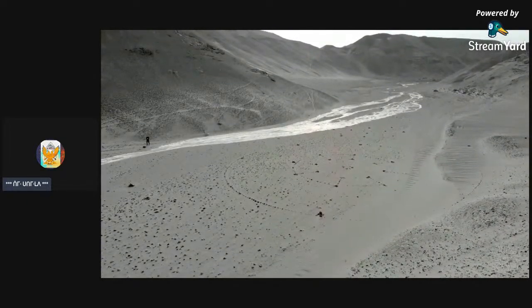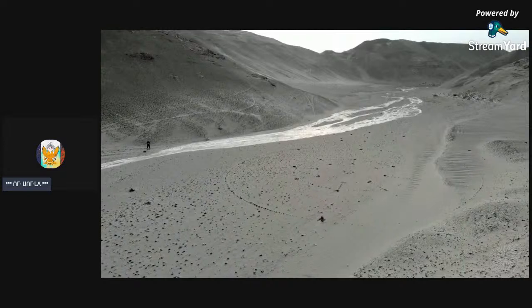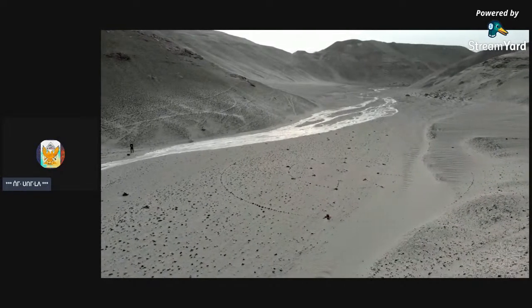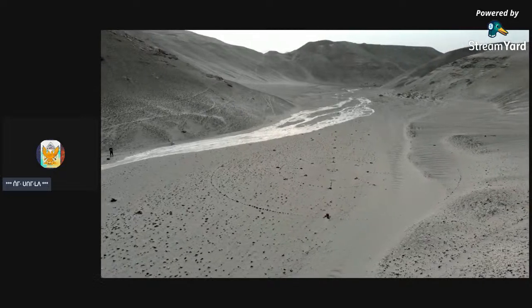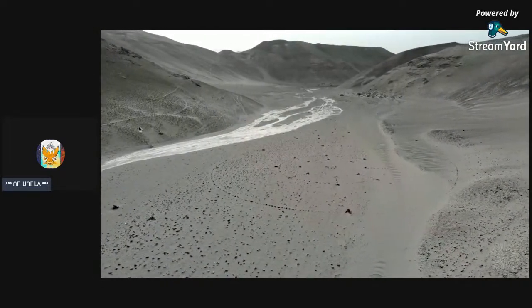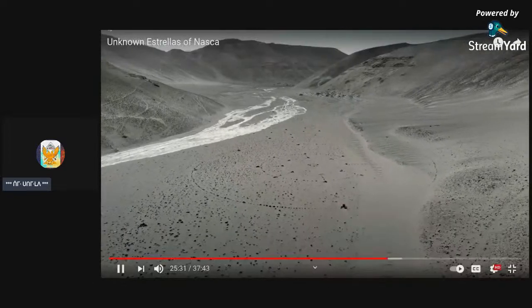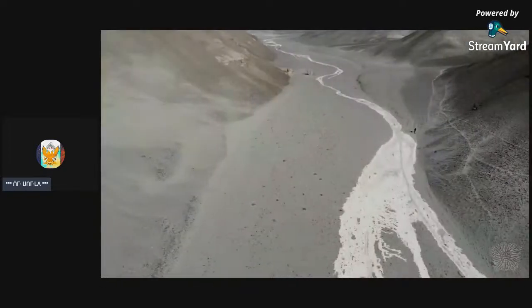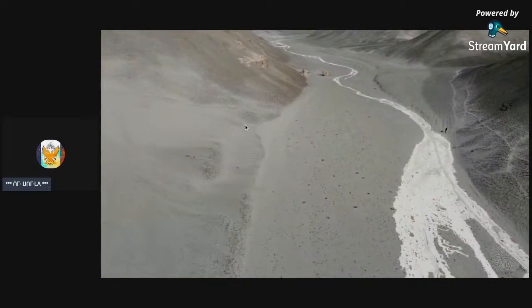This is geoglyph number 5, representing the bud and circles. The axial line here is still clearly visible. It stretches to geoglyph number 4, which has already been examined. At this location, the gorge becomes very narrow and makes a small zigzag feature.